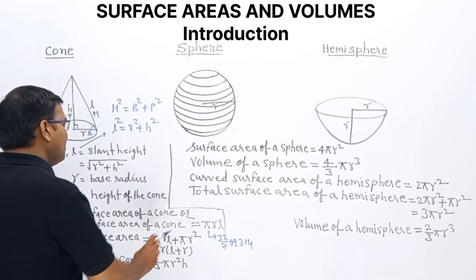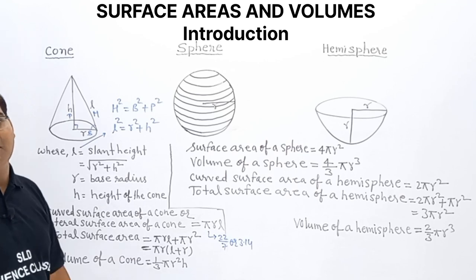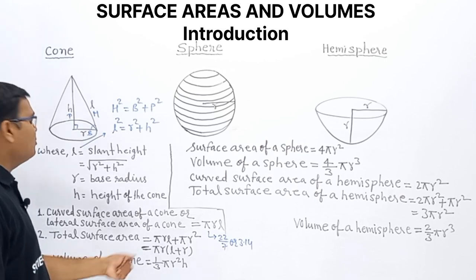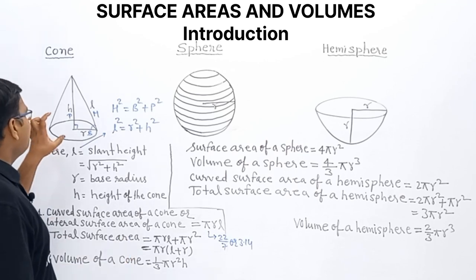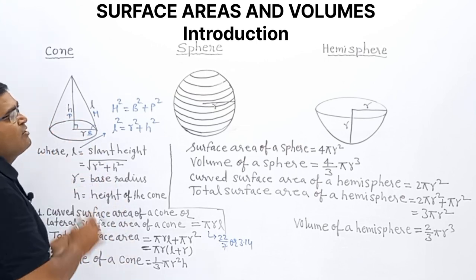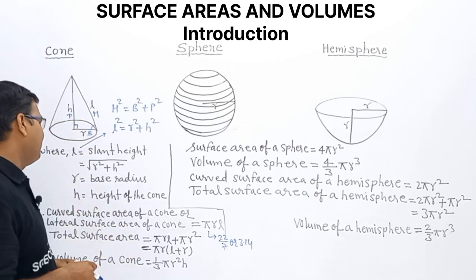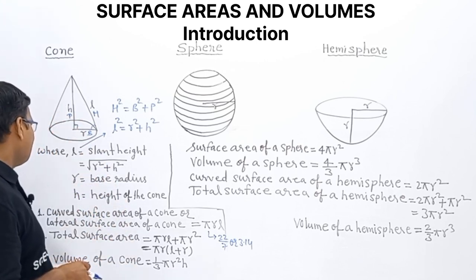So this is the formula for the total surface area of a cone. And next one is the volume of a cone. This is the cone, its volume. Volume means what is inside. So that is the volume.